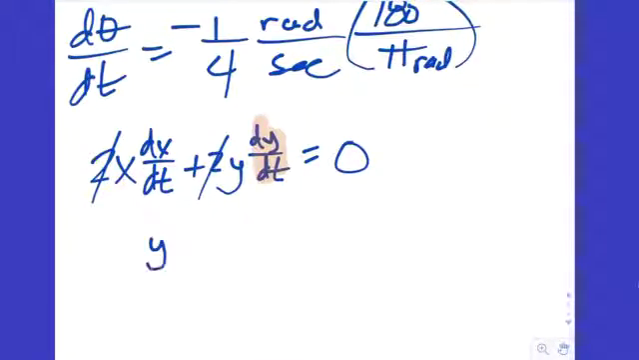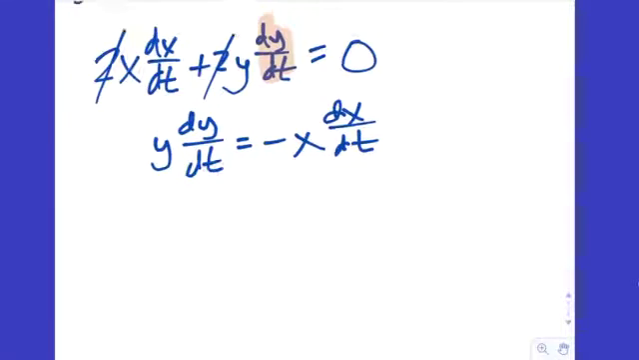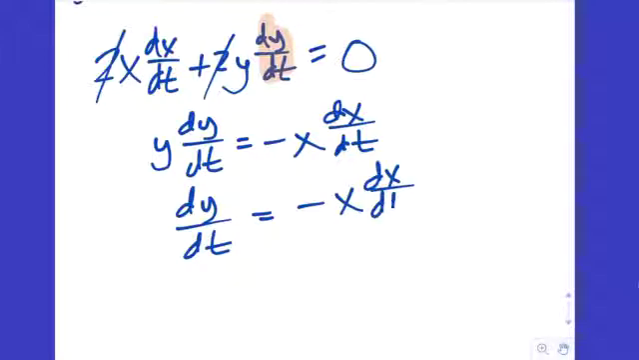So I'll have y dy/dt equaling negative x dx/dt. And then I'll divide through, and I get y. Oops, I want to solve it for dy/dt, not y. So dy/dt, the velocity of the ladder down the wall, is negative x dx/dt all over y. All right, so can I do anything else with this before we jump in and take the derivative?